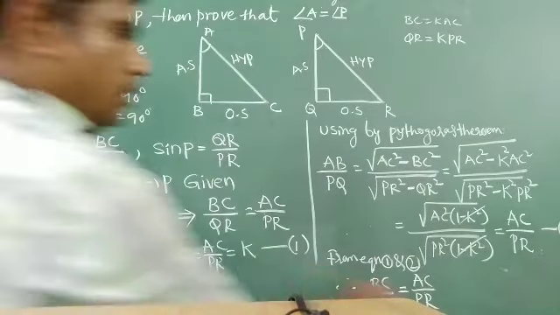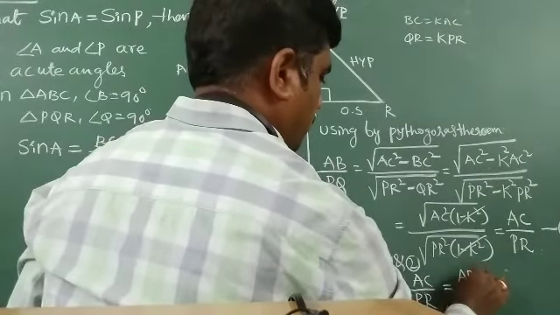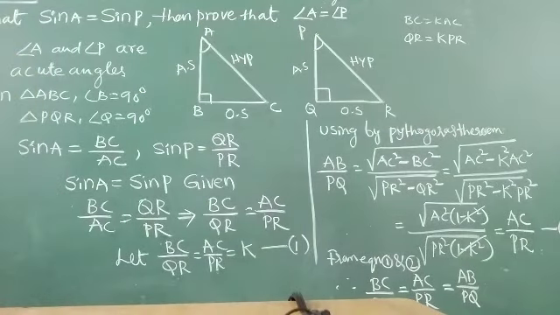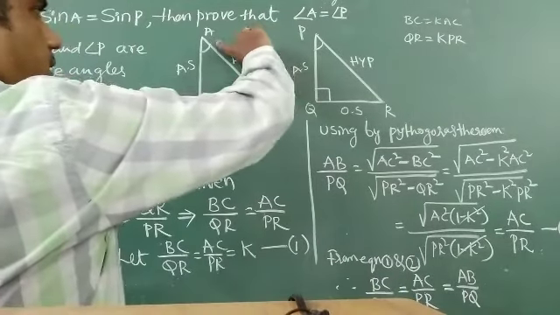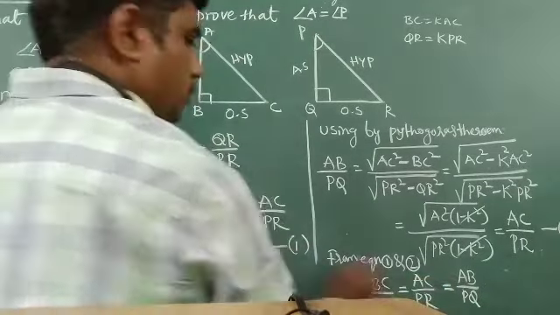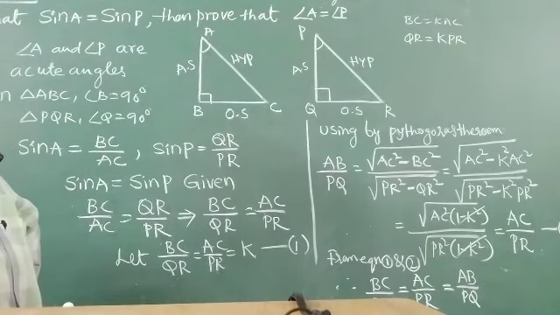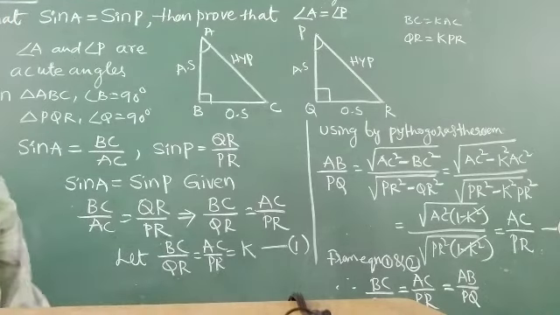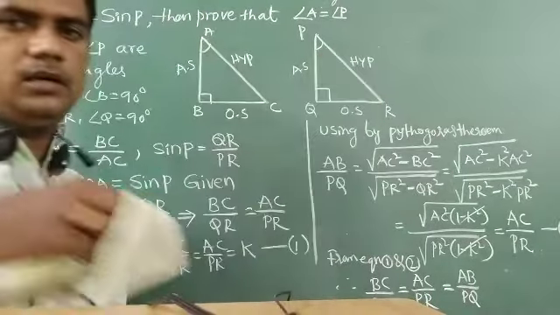AC by PR equals AB by PQ. So from these two equations, BC by QR ratio equals AC by PR ratio equals AB by PQ ratio. In two right angle triangles, if the ratio of corresponding sides are equal, then the two triangles are similar triangles. Already we know this in the similar triangles chapter. So these two triangles are similar.